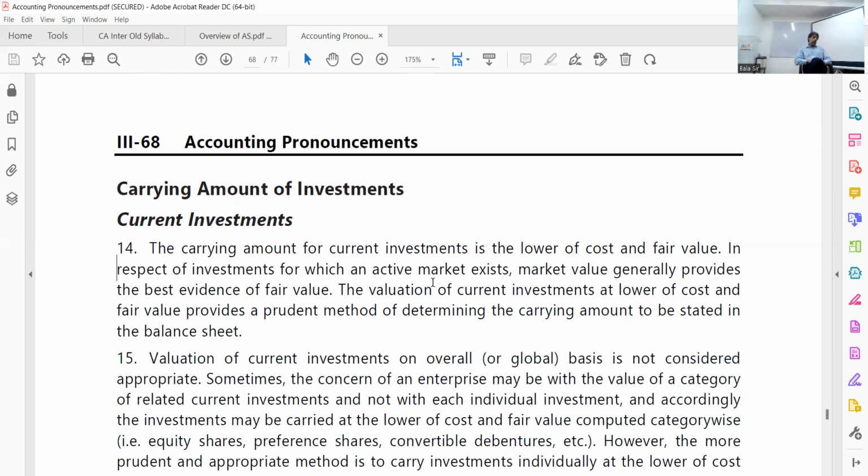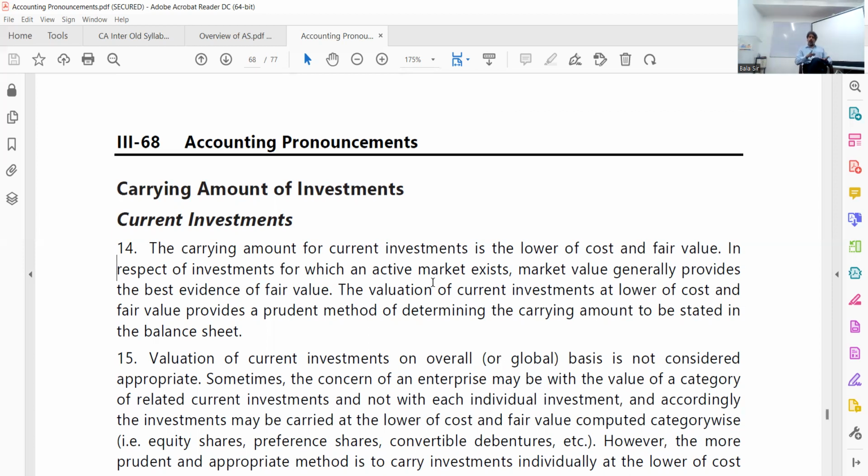You know what is fair value? Nothing but the market price of those investments. That's fair market value. In respect of investments for which an active market exists, that means where you have bought some shares and those shares are listed, there is an active market with buyers and sellers. Market value generally provides the best evidence of fair value. That's all. So the rule is very simple. You have to carry forward your investments in your balance sheet at either cost or fair value, whichever is lower.